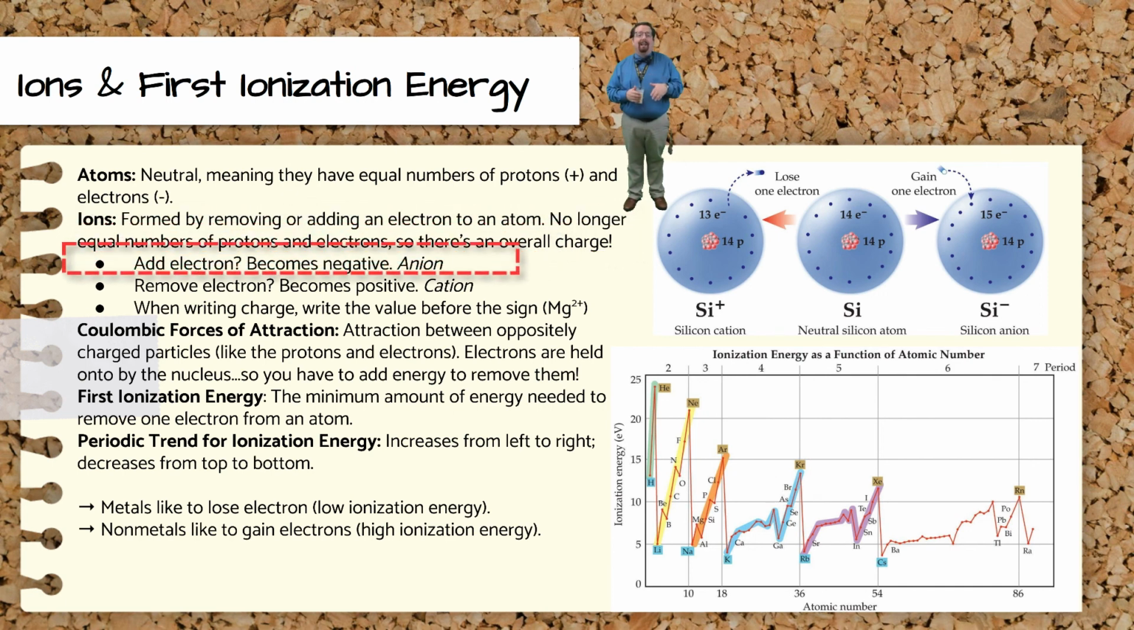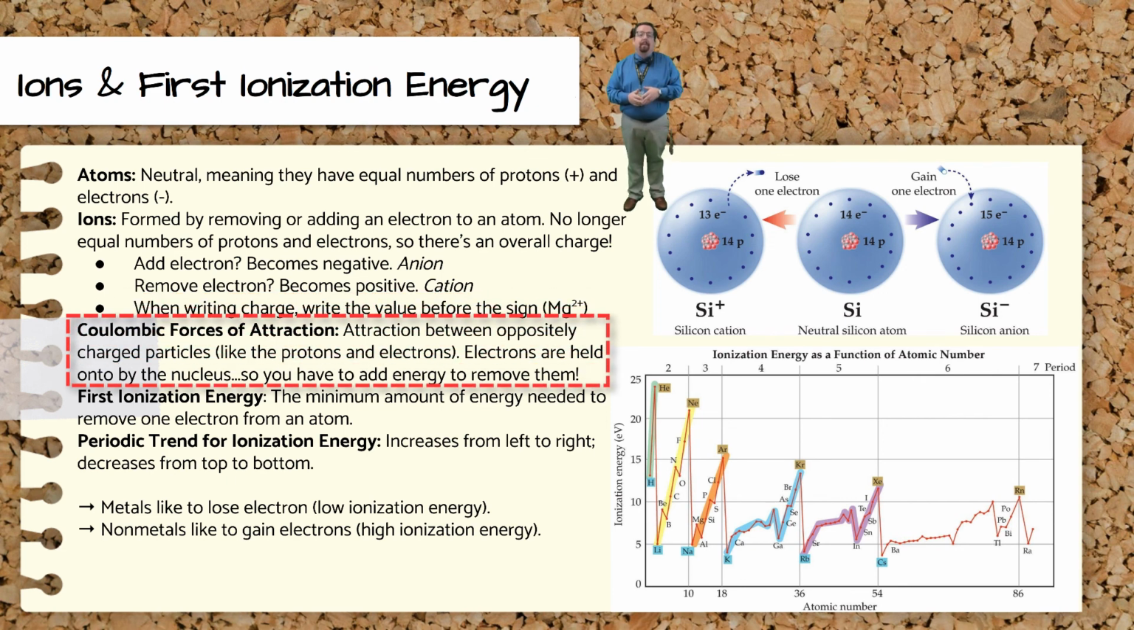If you add an electron, you add a negative, making your ion negative. This is called an anion. If you remove an electron, you've got one more proton than you do electrons, so your overall charge is positive. This is called a cation. When you write the charge, write the value of the charge first and then the positive or negative sign afterwards.